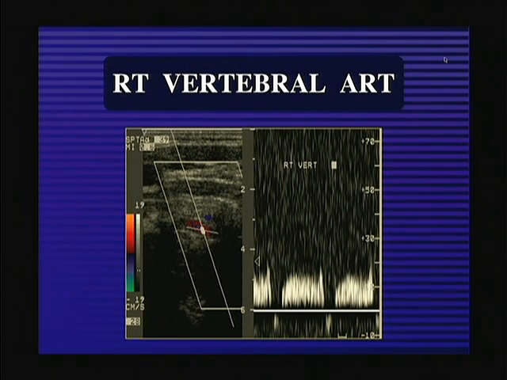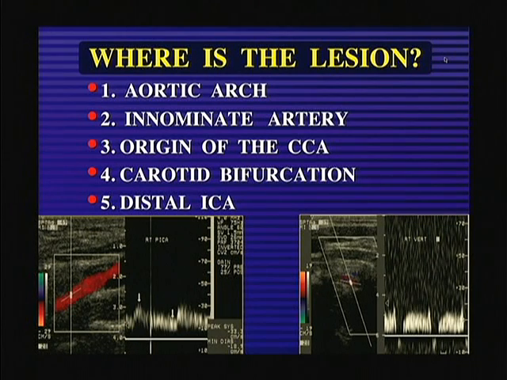We said before when we saw reversal of flow in the vertebral, it reminded us of a subclavian steal. But in this particular case, we have two pieces of information. We have abnormal flow in the right internal carotid artery, low velocity, and we have abnormal flow in the right vertebral artery. If we assume there's one lesion, where would it be? Would it be at the level of the aortic arch, the innominate artery, origin of the common carotid artery, carotid bifurcation, or distal ICA? Any takers?